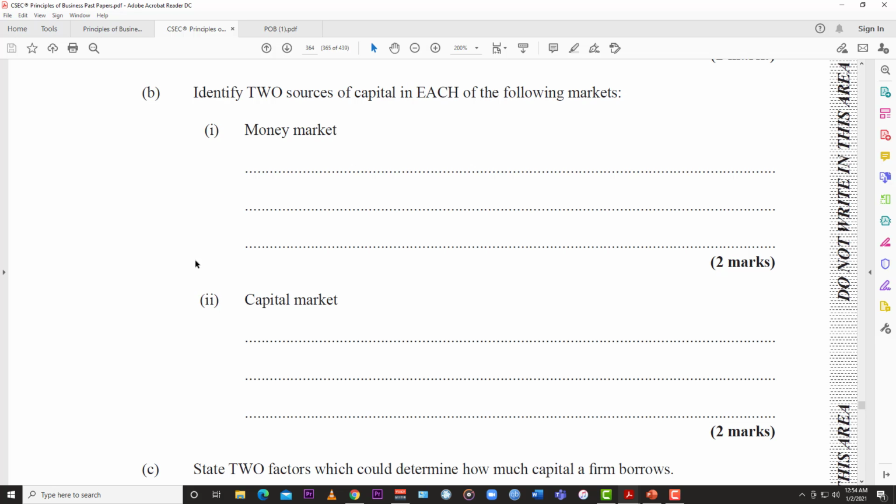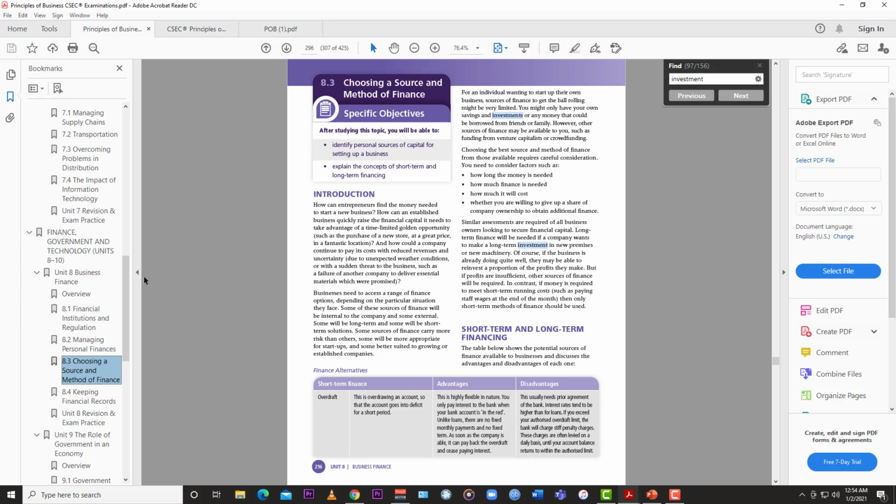CSEC is trying to get all tricky with you. Instead of saying short-term financing and long-term financing, they choose to say money market and capital market. The money market is the same as short-term financing, and the capital market is the same as long-term financing. That's what you would see in the textbook: short-term financing and long-term financing.